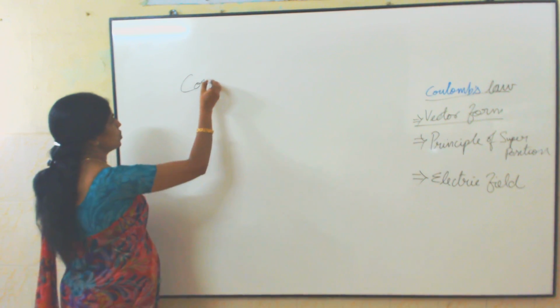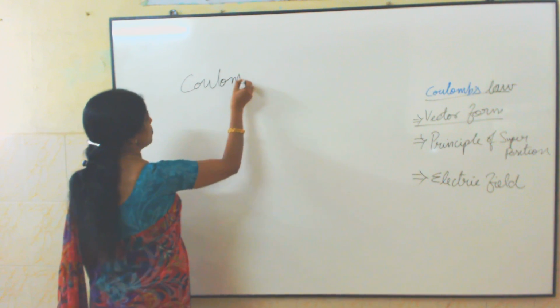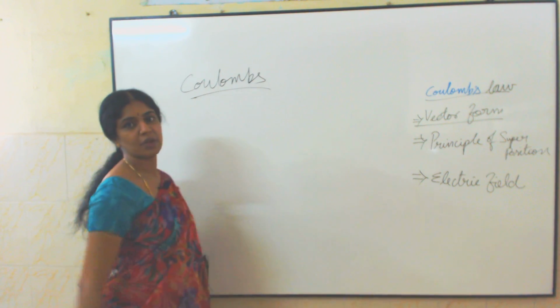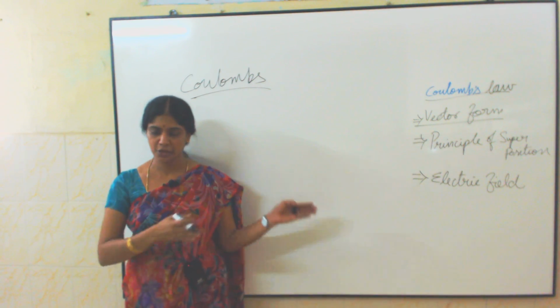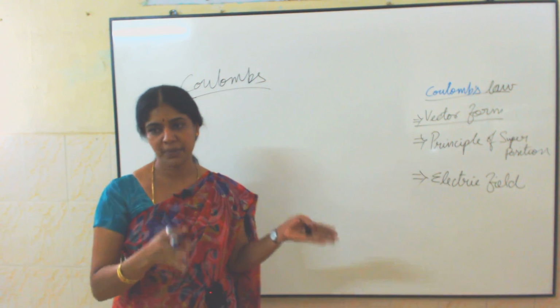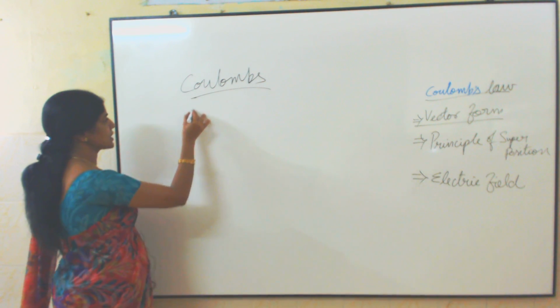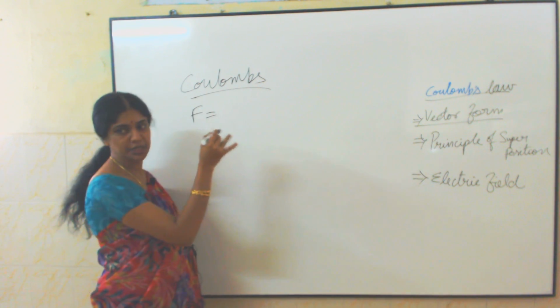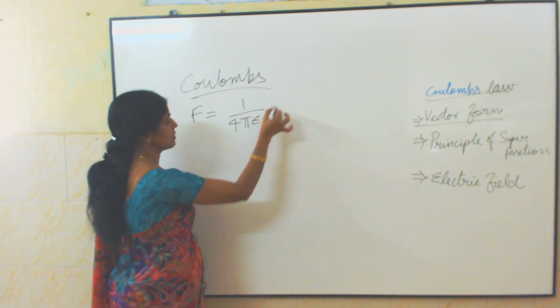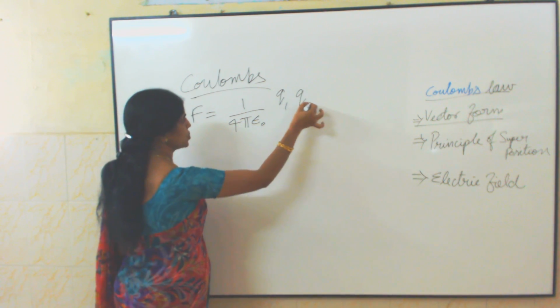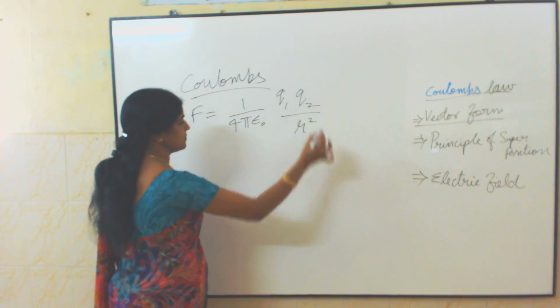So, we have already seen what Coulomb's law is. What does Coulomb's law tell you? Coulomb's law gives you the force of attraction or repulsion between any two charges kept in a medium. According to Coulomb's law, this force of attraction or repulsion F is equal to 1 by 4 pi epsilon naught Q1 Q2 by R square.